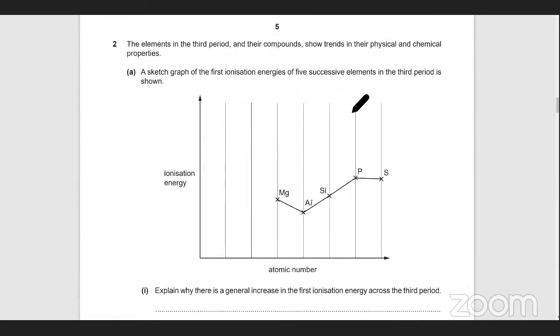As a next question, this is an ionization energy question. So it's Na, then Mg, Al, and after that there's going to be Cl and argon. It dips at group 3 and group 6.